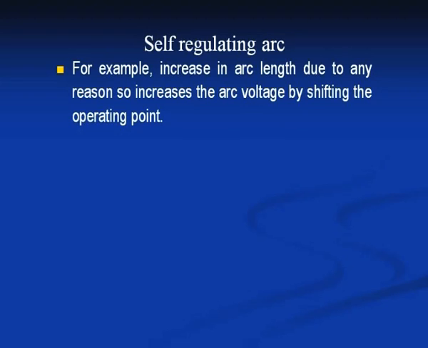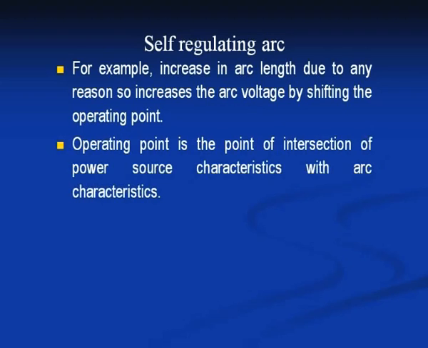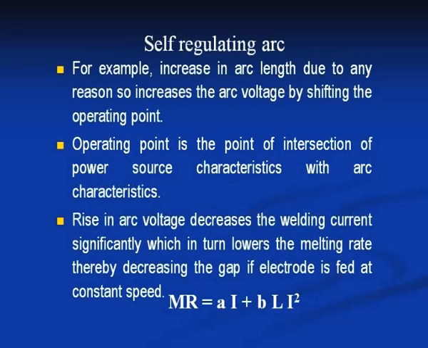And so under the constant feed conditions, the gap decreases in order to maintain the arc length. So self-regulating arc, for example, increase in arc length due to any reason increases the arc voltage by shifting the operating point from one position to another, and this operating point, as I have said, is the point of intersection of the power source characteristic with the arc characteristic. Rise in arc voltage decreases the welding current significantly, which in turn lowers the melting rate, and thereby decreases the gap if the electrode is fed at the constant speed.